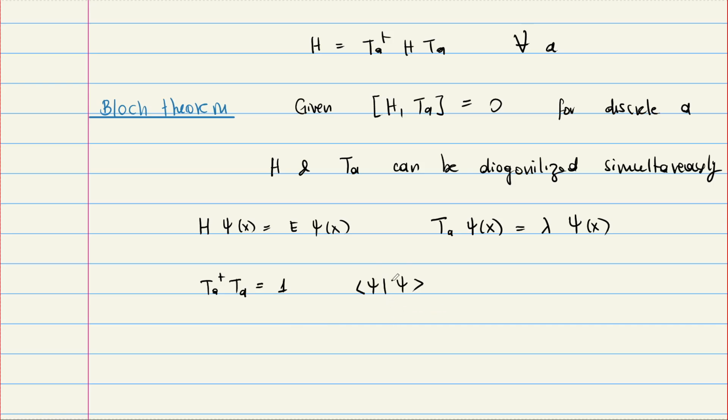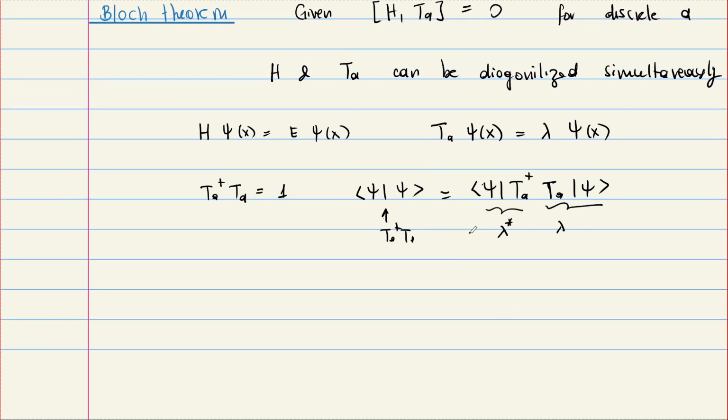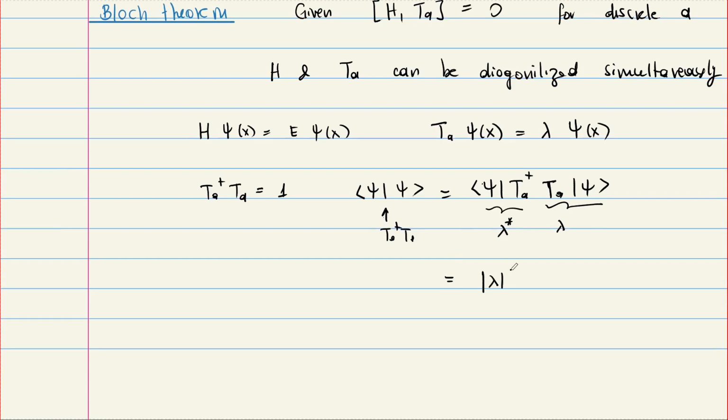which, for any state, is going to be just inserting T_a dagger T_a here. So this is ψ, T_a dagger, T_a ψ. This piece is going to be λ times ψ, and this piece is going to be λ star. From here we see this is equal to λ squared ψ ψ. That means λ squared is equal to 1, or λ should be something like e to the i α phase. Good.